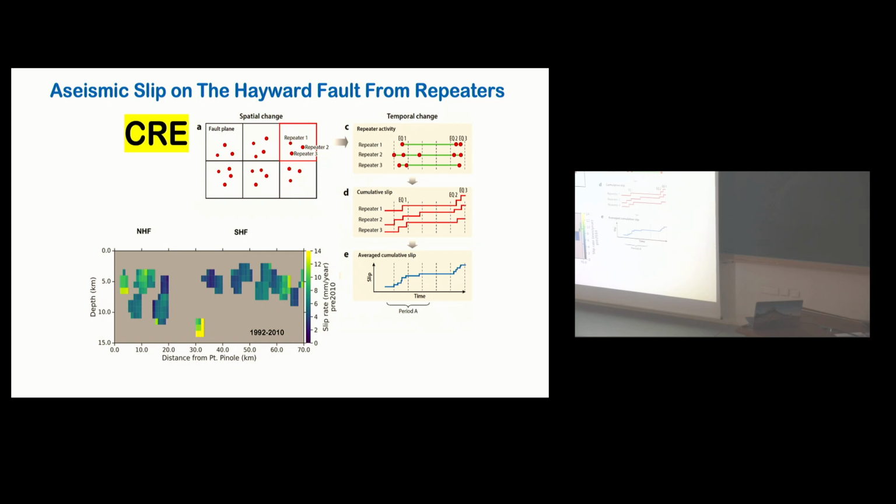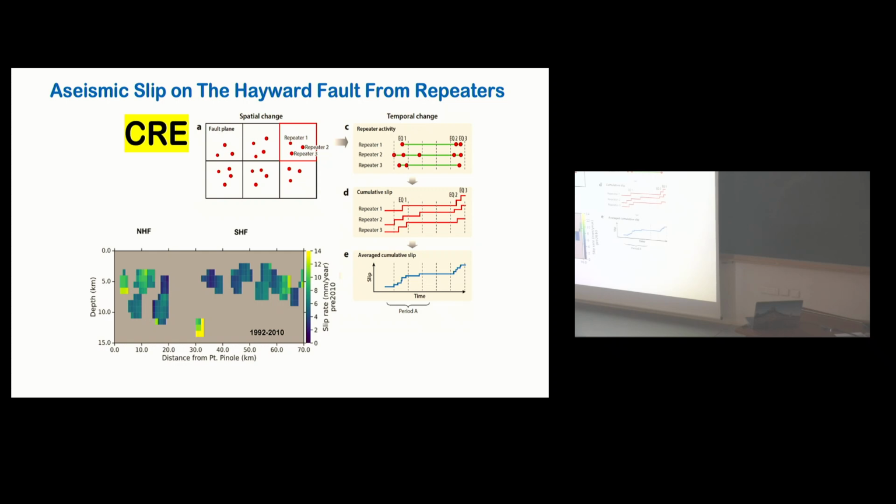Wherever we have enough repeaters in a box, and we have here from 1992 to 2010, we can infer a slip rate using this idea. And you can see, if you look at the scale, the subsurface creep rates are on the order, again, of about 5 millimeters per year with some variability. So this is cool, right?